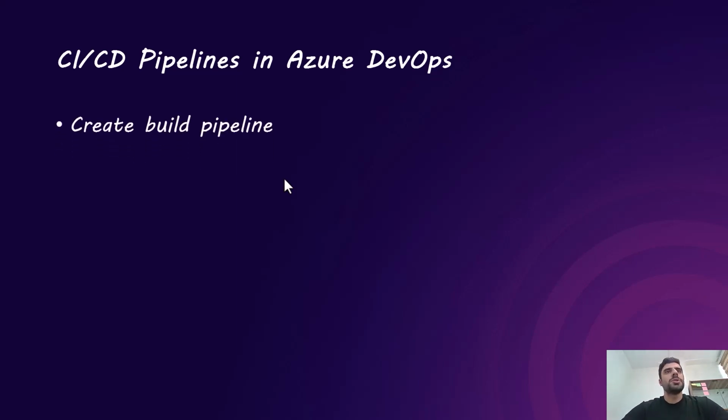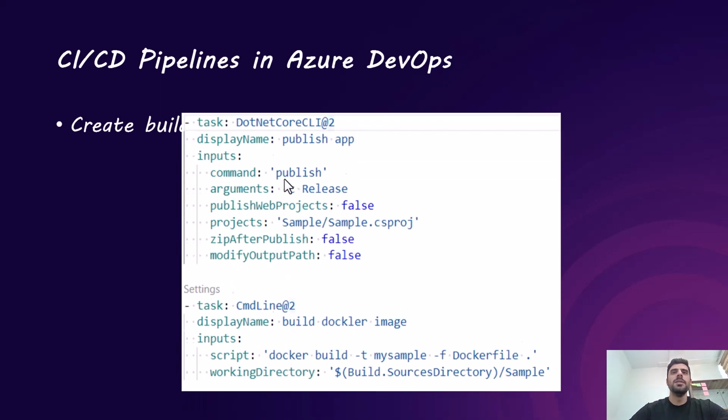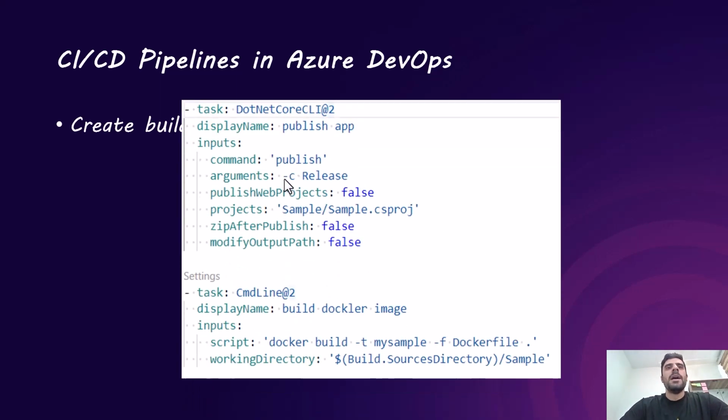And finally, in order to create the CI/CD pipeline in Azure DevOps, we have two different steps. First, to create our continuous integration pipeline, or build pipeline. Very easily, I can create my build pipeline. The first part of my pipeline is to publish my .NET application. As I mentioned before, I'm going to build the application outside the Docker image. So the first part of the build pipeline is to publish my .NET application.